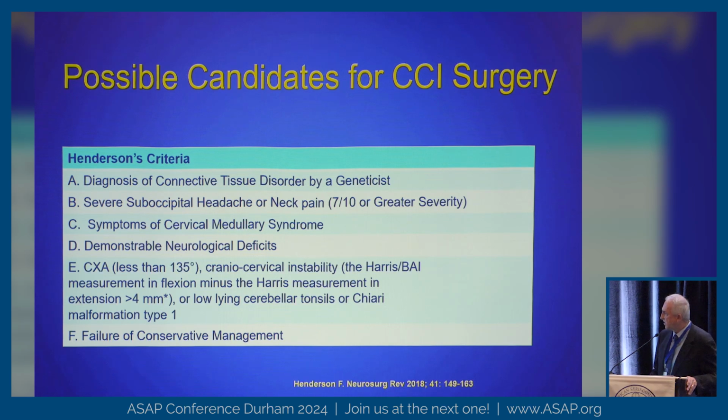So I know that Dr. Henderson's in the audience. This was his criteria for surgery: diagnosis of a connective tissue disorder by a geneticist, severe suboccipital headache or neck pain, symptoms of cervical medullary syndrome, demonstrable neurologic deficits, and then a variety of radiologic measurement abnormalities, and then failure of conservative management.